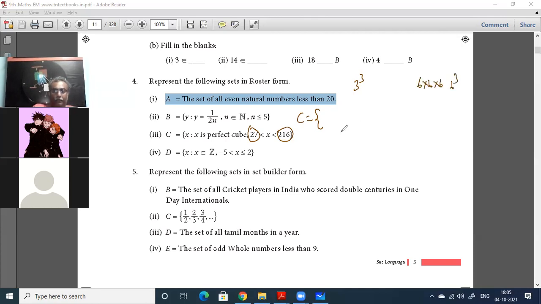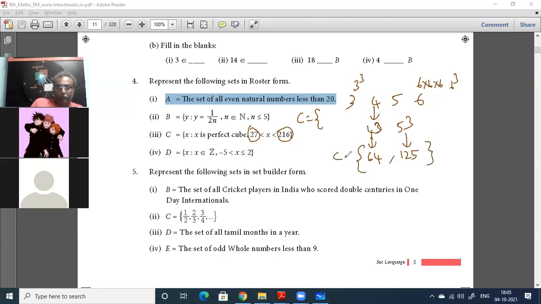6 cubed, correct? 6 cubed is 216. Yes, uncle. So in between, what numbers are there? Between 3 and 6, what numbers are there? 4 and 5. Only 4 and 5. What is 4 cubed? 64, uncle. What is 5 cubed? 125. Okay, so C is equal to 64, 125. That's all. Then let us do D also.